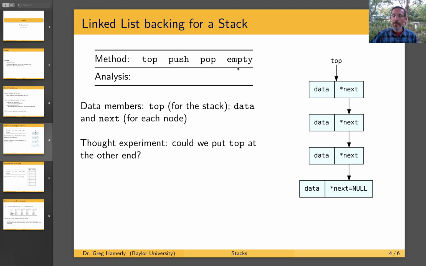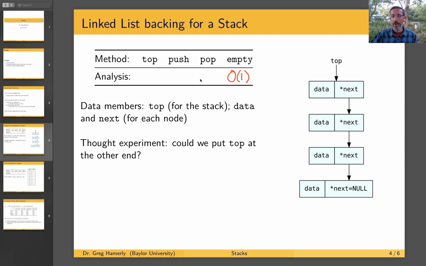The empty method, of course, just checks to see, is the top pointer null? And if it is, then the stack is empty. And if it's not null, then the stack is not empty. All that involves doing is looking at the top pointer and checking it for null. So that costs us order one time. It doesn't matter how many items are in the stack already, it still costs us order one time. So that's nice.